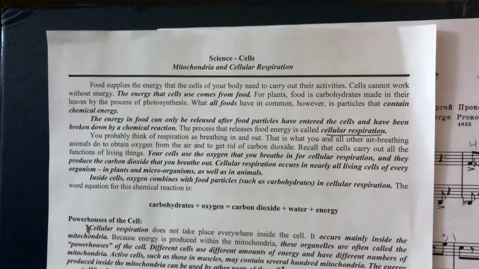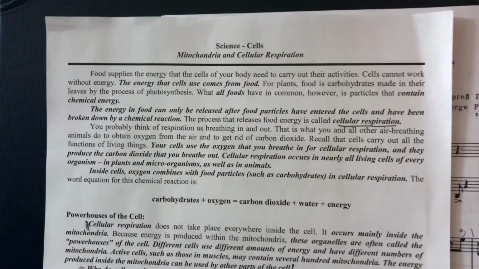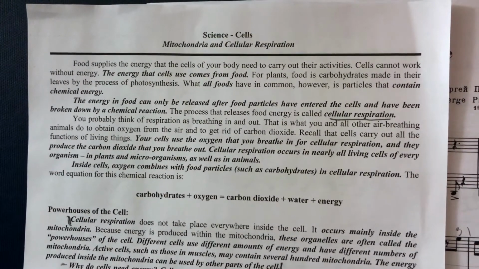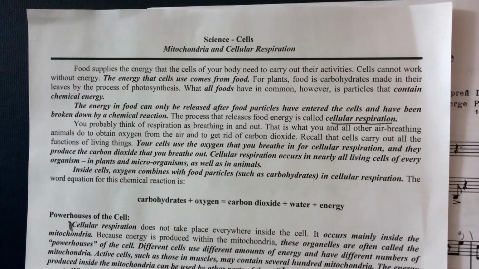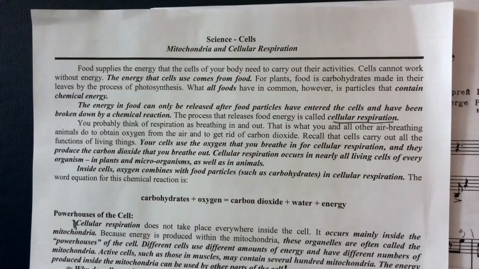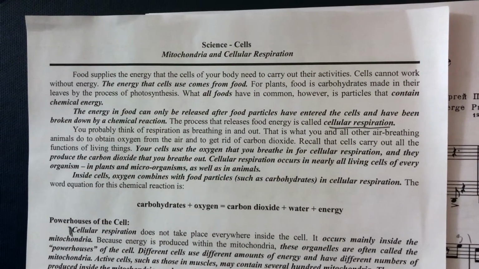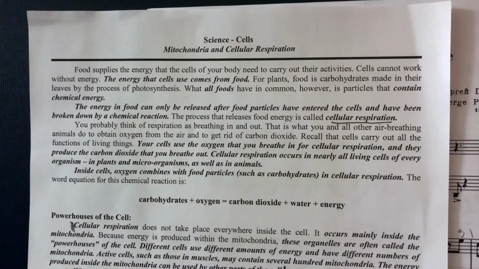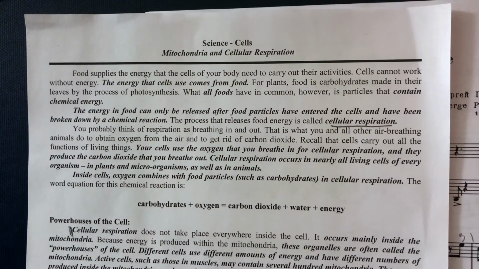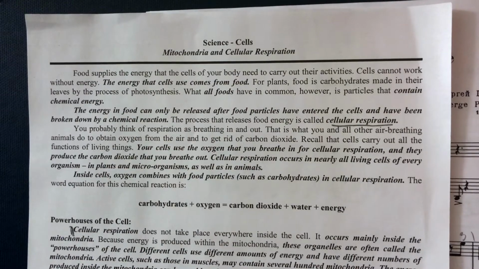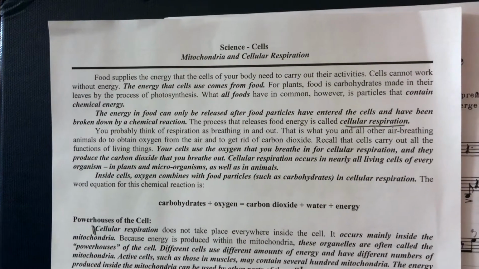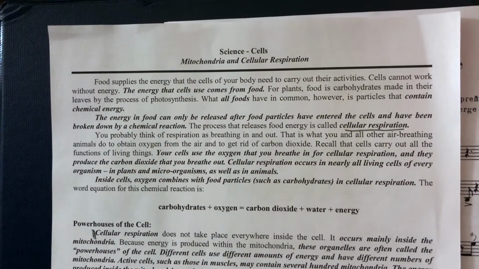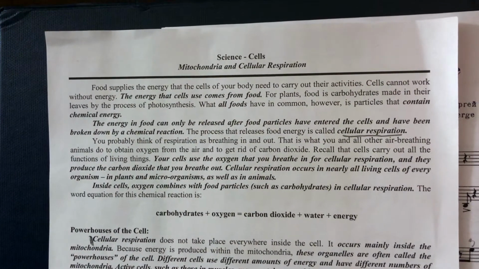For plants, food is carbohydrates made in their leaves by the process of photosynthesis. What all foods have in common, however, is particles that contain chemical energy. The energy in food can only be released after food particles have entered the cells and have been broken down by a chemical reaction. The process that releases food's energy is called cellular respiration.